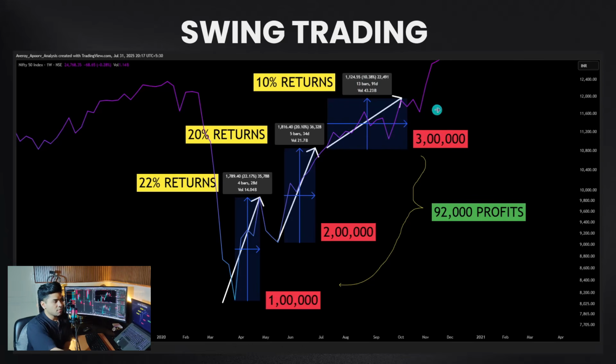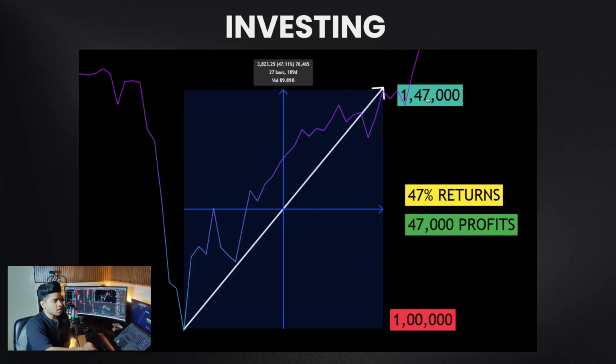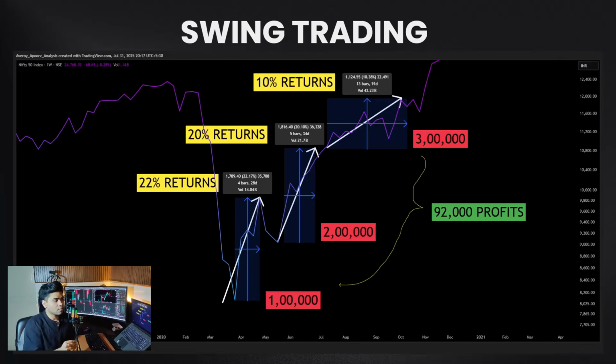Now this same exact momentum you captured in terms of investing. And when you did that, you made 47% returns. And that was a total of 47,000 rupees in profits. But here the percentage return will definitely vary, but the total profits that you made here was 92,000 rupees of profit. Definitely loss can also take place, and that we will talk about in the later part of this video.